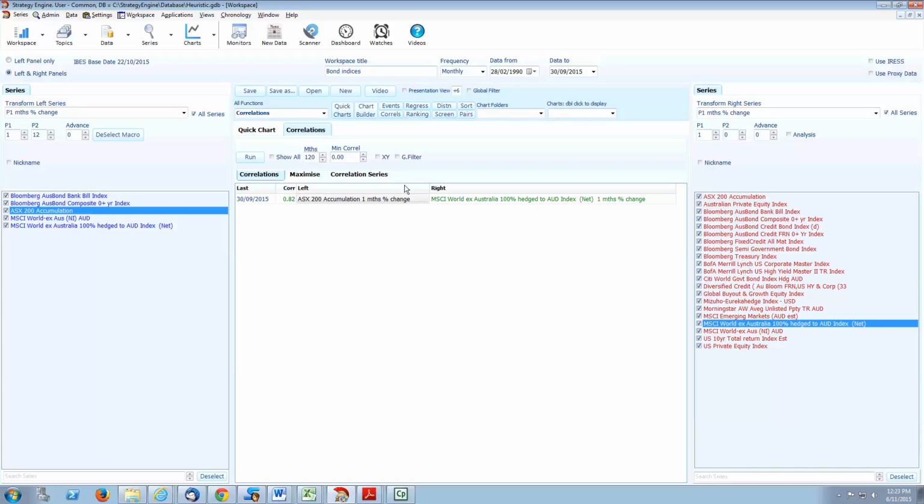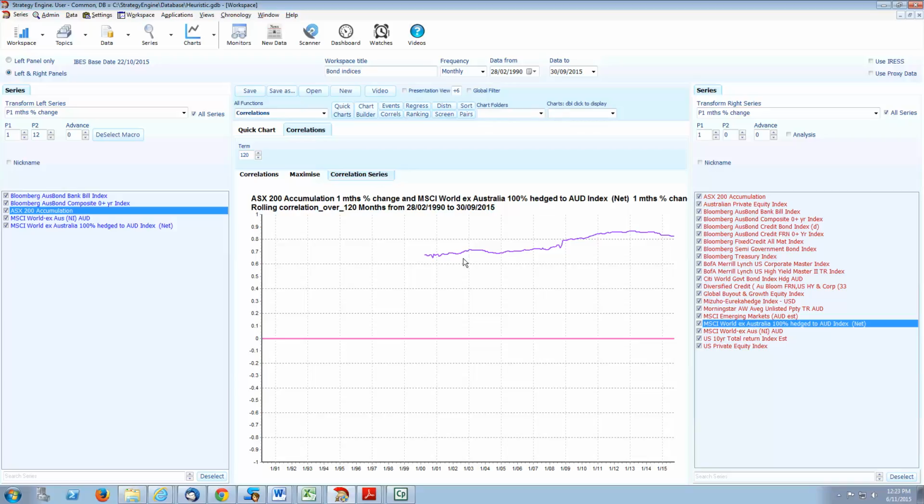So over the longer term, the correlation between Australian equities and global equities hedged has been quite high at 0.82. We can see this when we look at the rolling correlation chart. It's steadily increased from about 0.7 up to 0.8, 0.9, to be 0.82 over the past 10 years. So it looks like the Australian equity market is highly correlated with global equities in hedged terms.